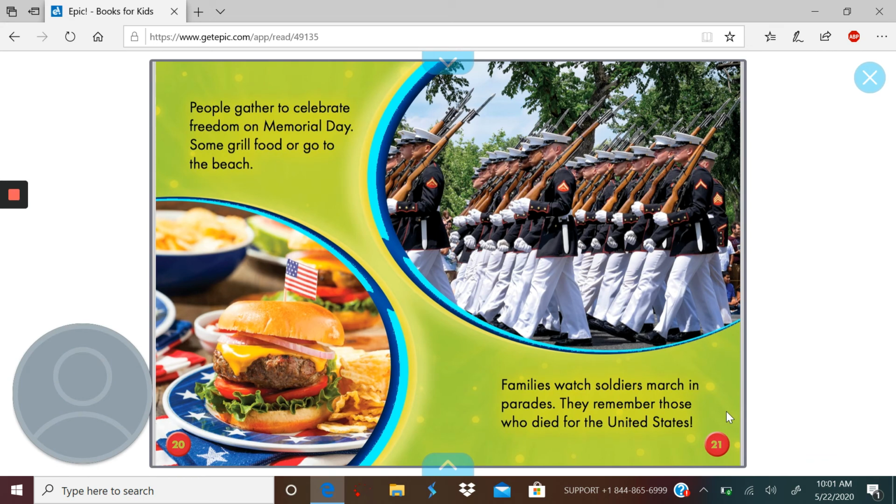People gather to celebrate freedom on Memorial Day. Some grill food or go to the beach. Families watch soldiers march in parades. They remember those who died for the United States.